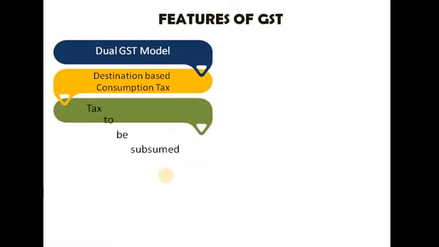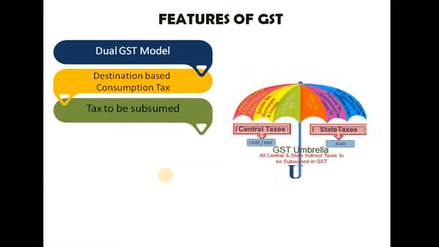And the next feature is taxes to be subsumed. The various central and state levies were examined in order to subsume them under the GST. That is, all the indirect taxes are being replaced. The indirect taxes are being clubbed together, and taken under the GST. So here subsumed is nothing but clubbed. It is a combination of both the central as well as the state taxes. So all the indirect taxes are being clubbed together and taken under the GST.